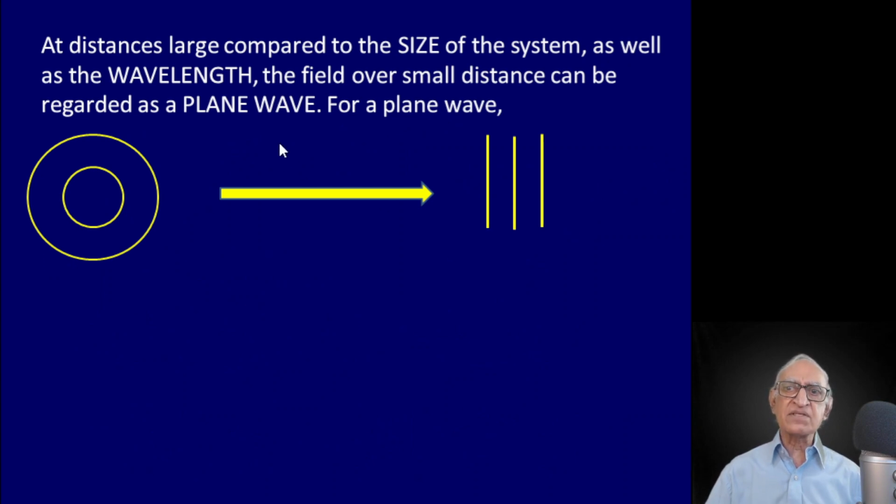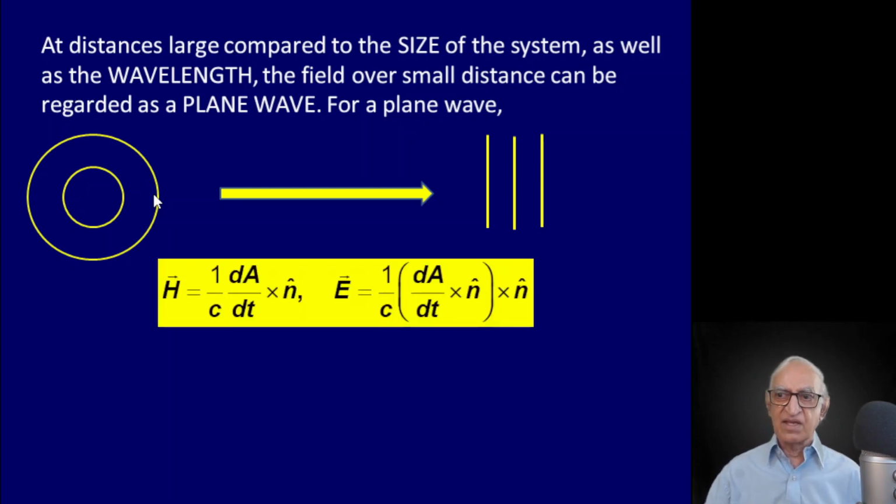Now, at large distances compared to the size of the system, as well as the wavelength, the field over small distances can be regarded as a plane wave. In other words, the expanding spherical wave, when the radius of the sphere wavefront becomes very, very large, at very large distances, can be regarded as a plane wave, because you will be detecting only a small portion of this spherical wavefront.